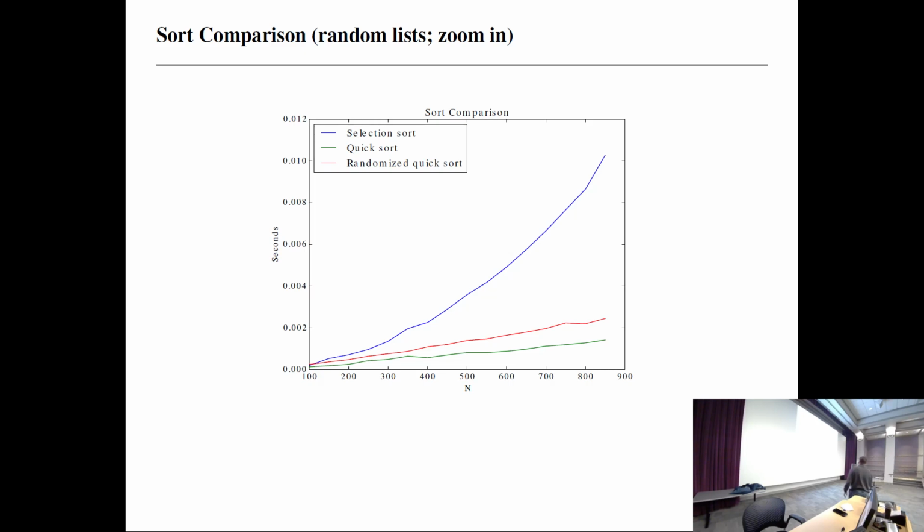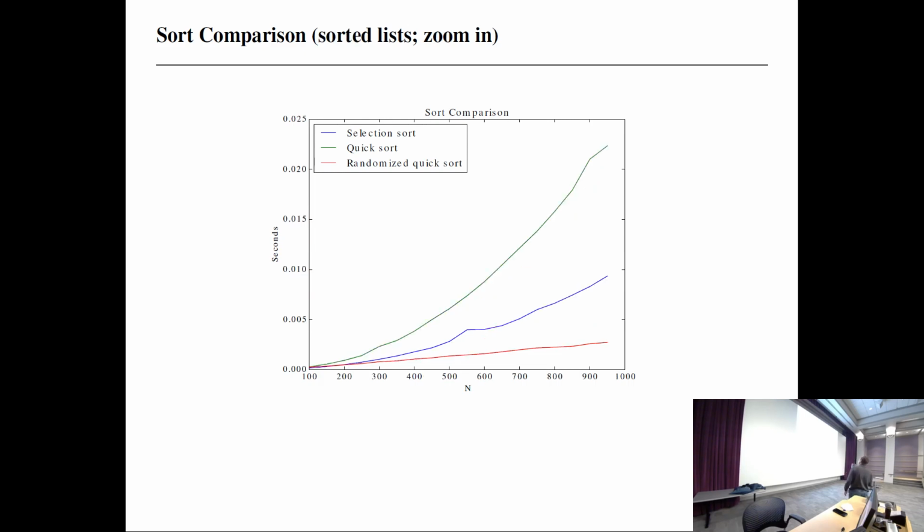So zoom in, you can see this space a little better. But what happens when I look at input lists that are sorted instead of randomized lists? Well, look what happens. Here is selection sort. It's at the very beginning of that curvature up. This is randomized quicksort. It's still the same. And this is quicksort when it has its worst case behavior.